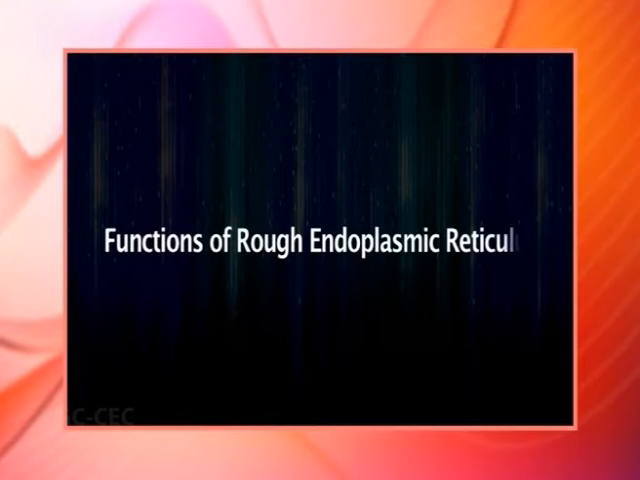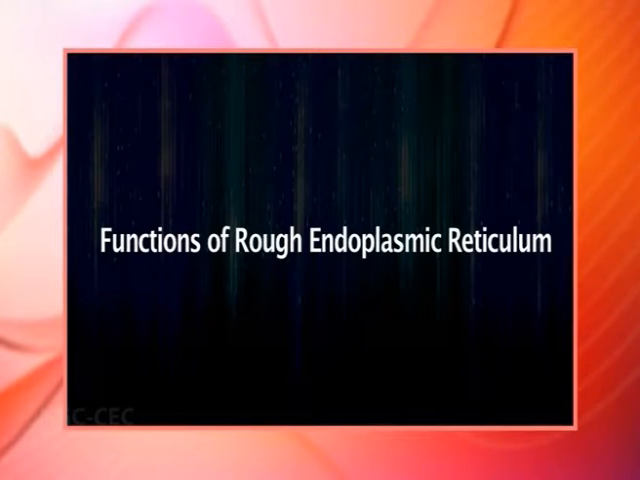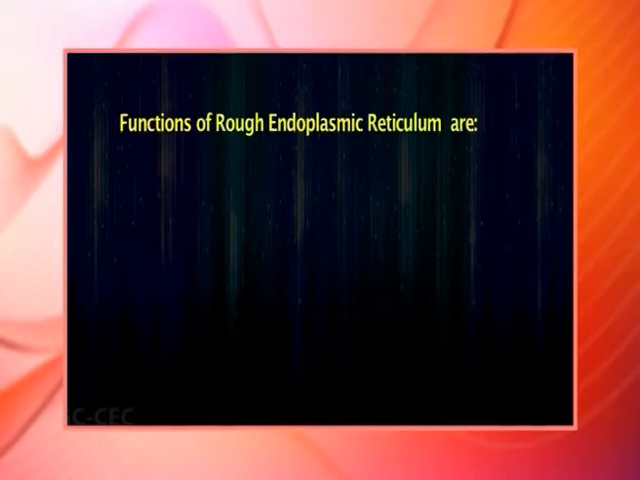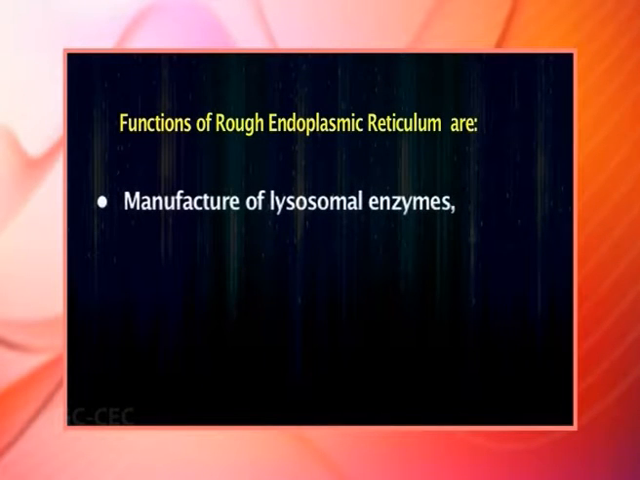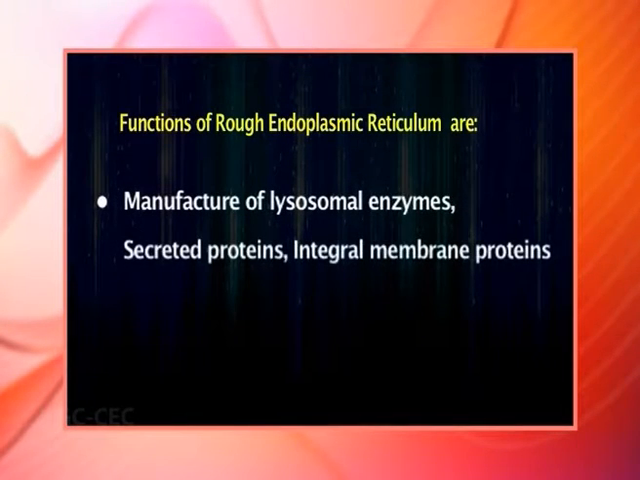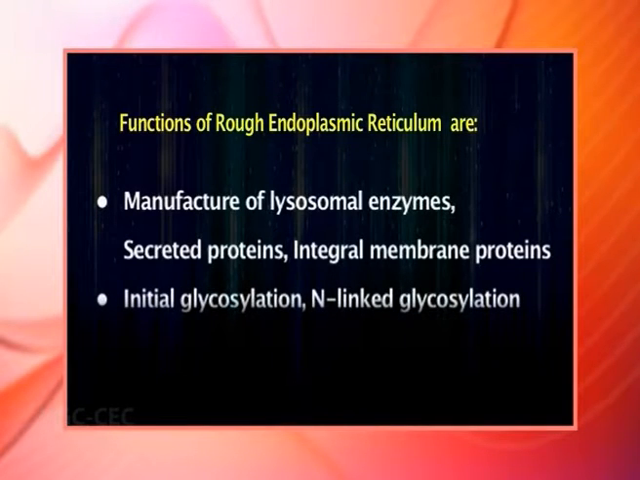Now we will talk about the functions of rough endoplasmic reticulum. The main functions are manufacturing of lysosomal enzymes, secreted proteins and integral membrane proteins, initial glycosylation and N-linked glycosylation.